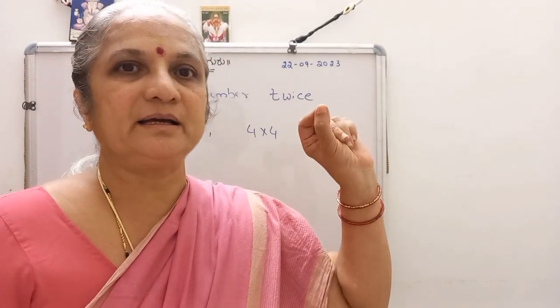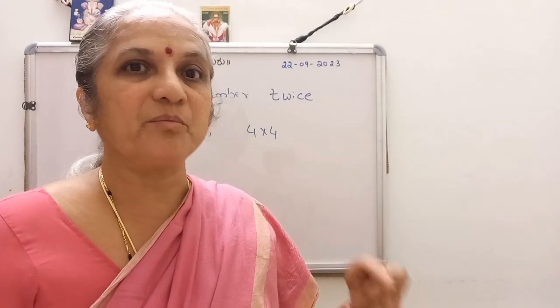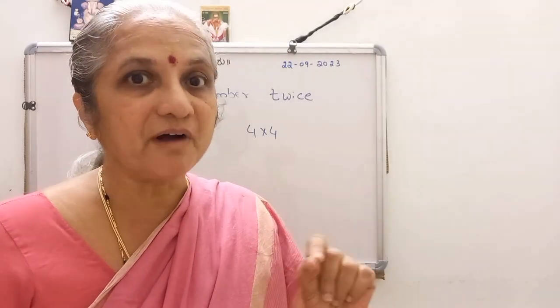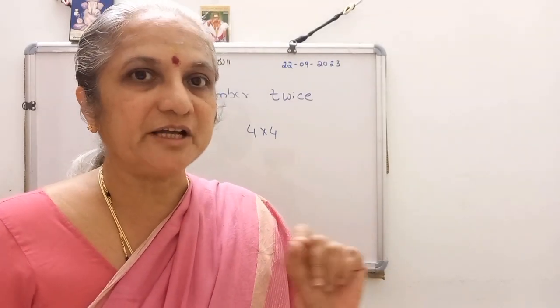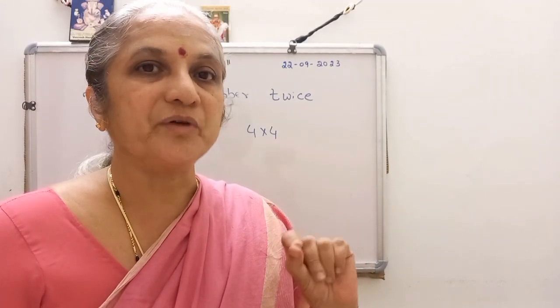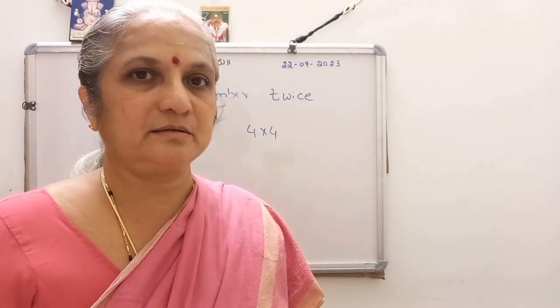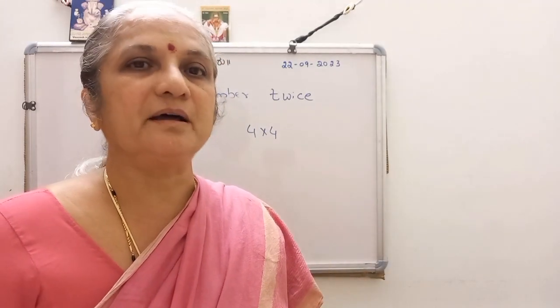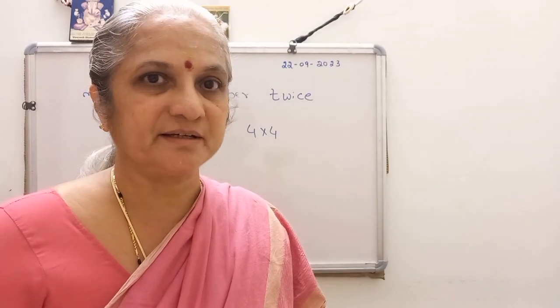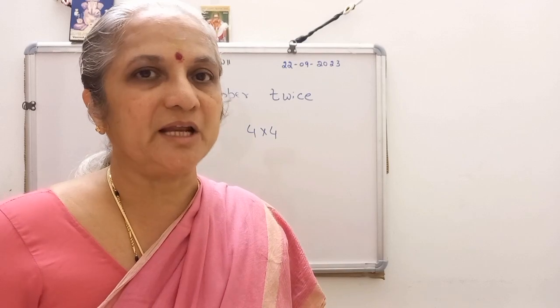We multiply the same number by 2. We multiply the same number 2 times, twice. 25 into 25. What we write for that is 25 to the power 2. In the next classes, you will be learning powers and exponents. But here you just remember. Why I am telling you this?